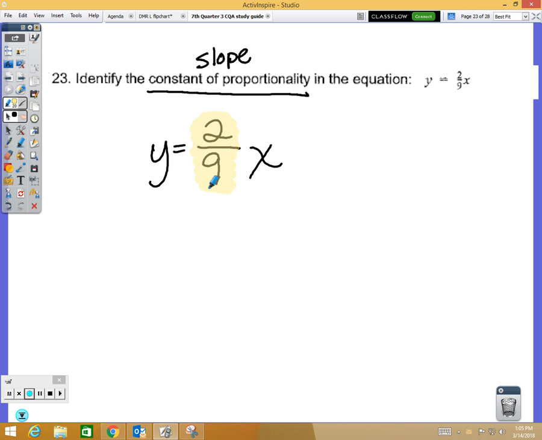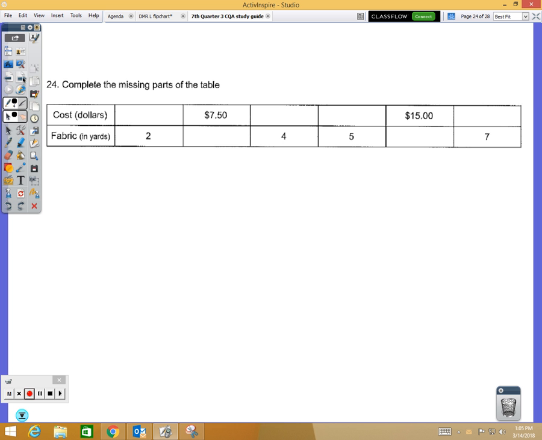This is probably the easiest question on the test if you're listening to me, that you're looking between the equal sign and the x. Question 24, you have to fill in the missing parts of the table. You have the top row, which is money. You have the bottom row, which is fabric in yards. So again, I'm kind of looking for patterns.